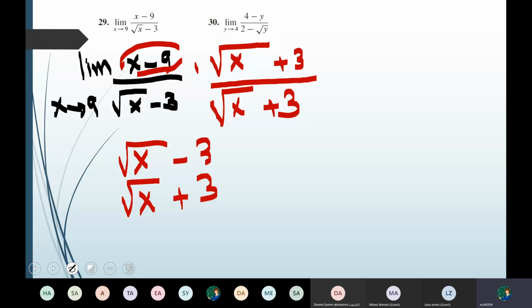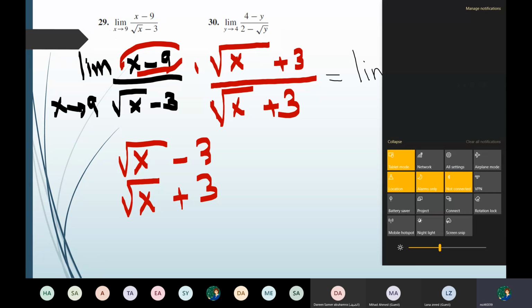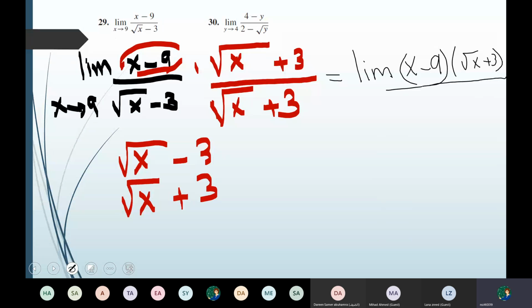So I multiply by the conjugate, rationalizing the function. Then keep it as the limit of (x minus 9) over (square root of x minus 3) times (square root of x plus 3), times (square root of x plus 3) on top, when x approaches 9.